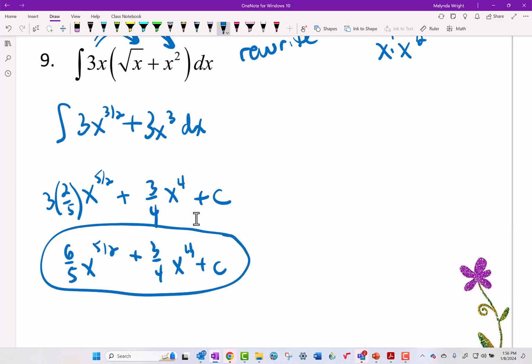Yay, in our very first lesson on integration. How are we doing? We doing okay?